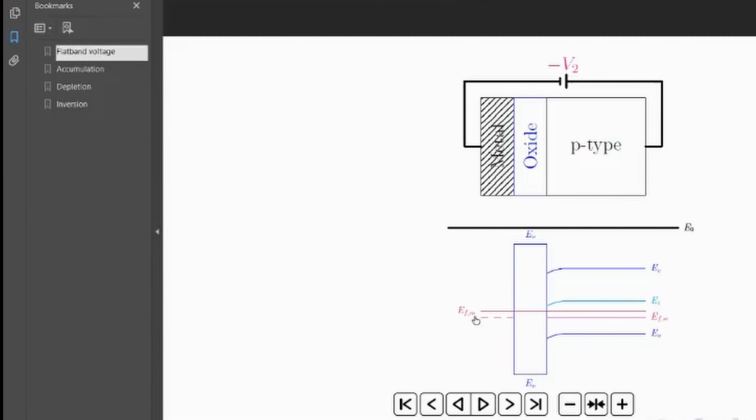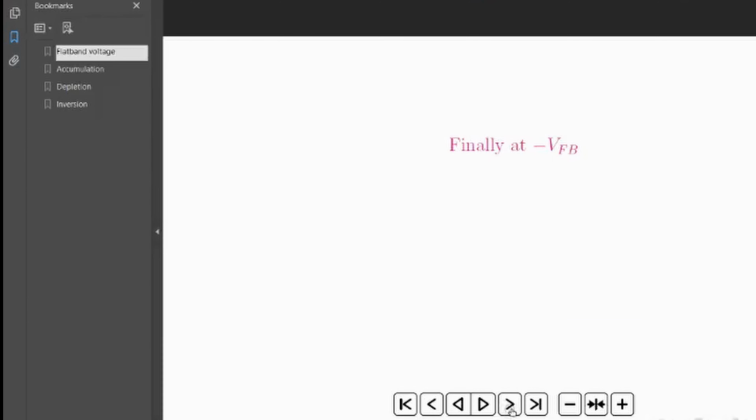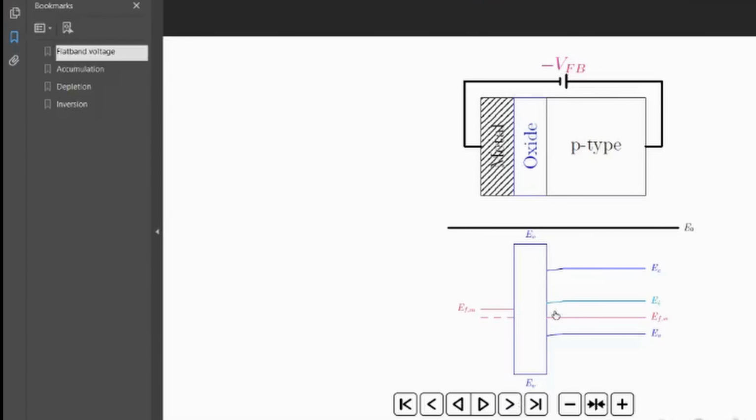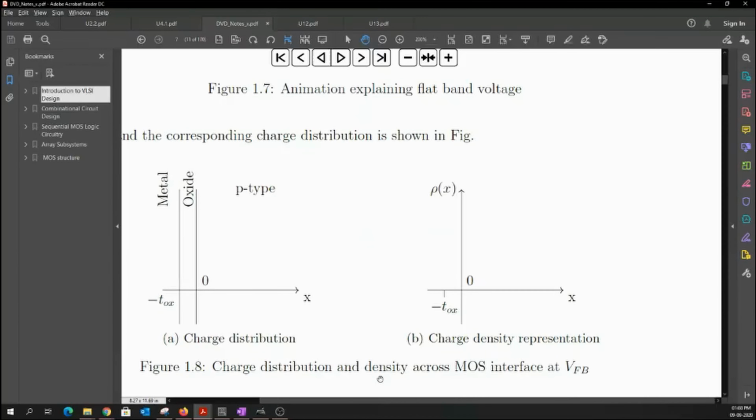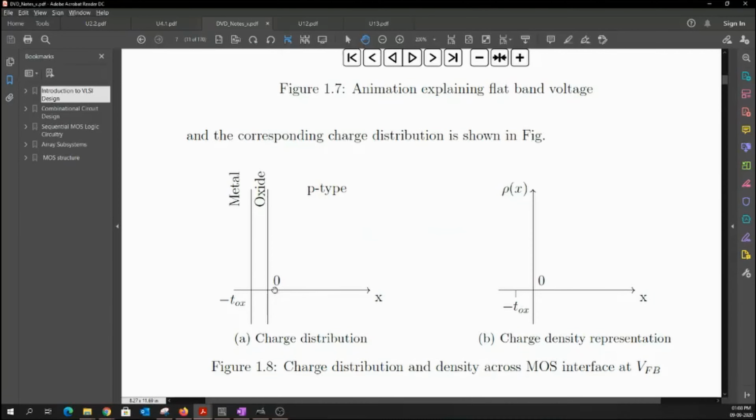What I'm trying to do is apply a voltage across the metal in reference to our p-type semiconductor. Clear? So we are not modifying anything in the Fermi level of my silicon. The only modification is the Fermi level of our metal. So finally, when we apply minus VFB, the bands have become straight. Under this condition, there are no depletion charges on the p-type, nor any positive charges on the metal side. Clear?